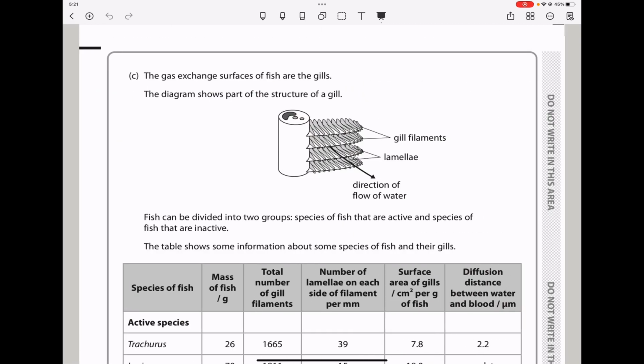Moving on. Part C says, the gas exchange surface of fish are the gills.